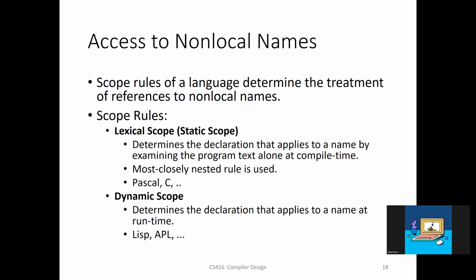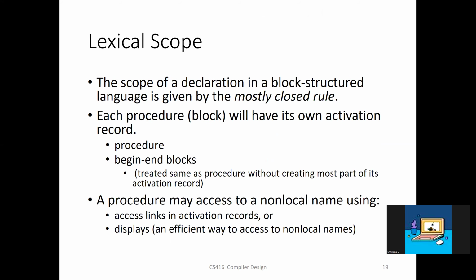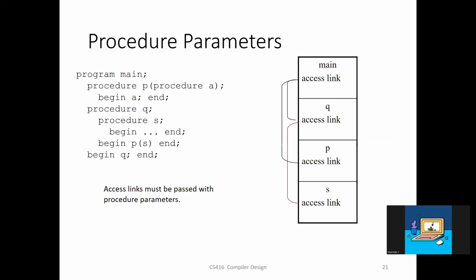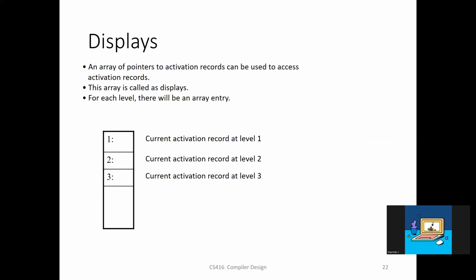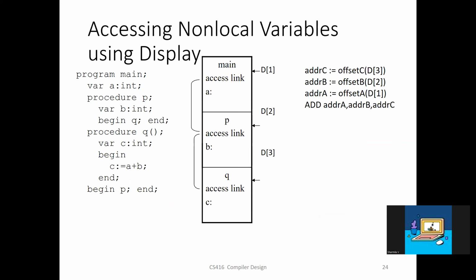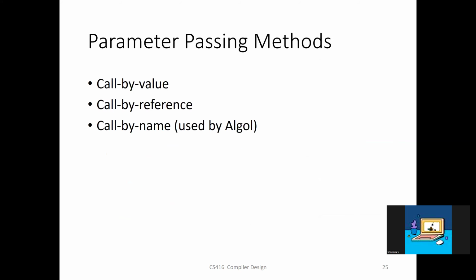Access to non-local names uses lexical scope or dynamic scope. Lexical scope is static. Dynamic scope determines the declaration that applies to a name only at runtime. For lexical scope, we have procedures, blocks, access links, and display. With an access link, the access to a recursive procedure's parameter is executed. The display holds the current activation record at level 1, level 2, level 3, and so on. After that, non-local variables are accessed using the display.